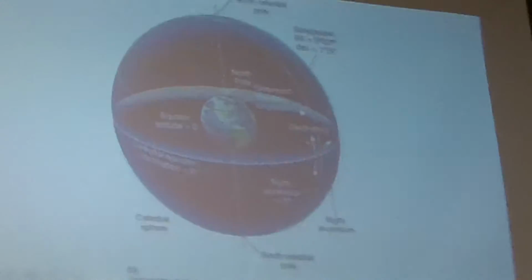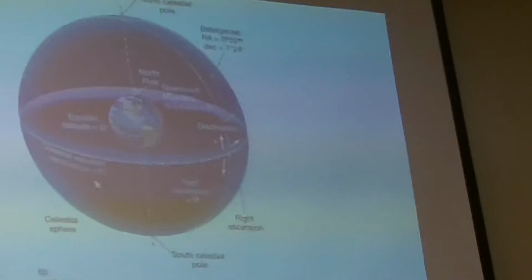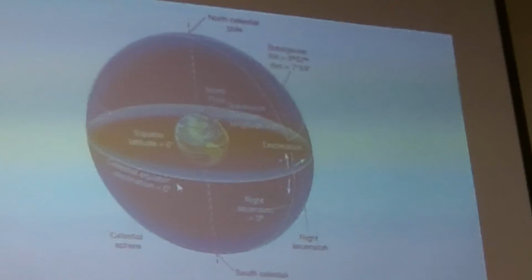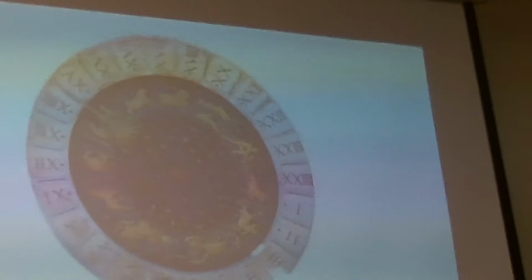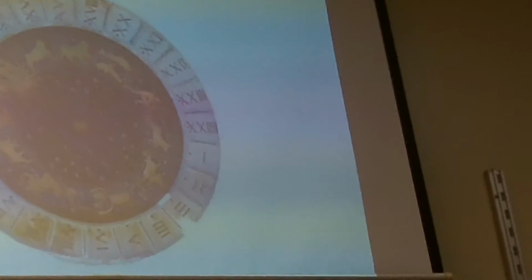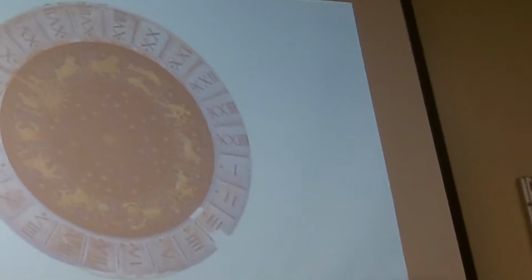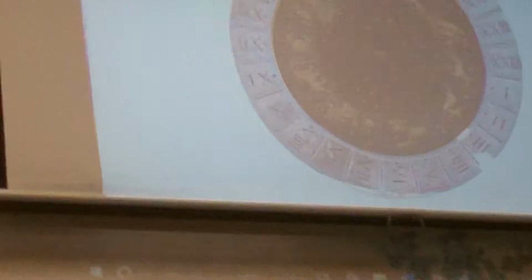Oh, here's another look at it. Declination is up and down. Right ascension is left and right. Can you remember those terms? Oh, and the last part of that chapter talks about astrology. Have you heard of astrology?